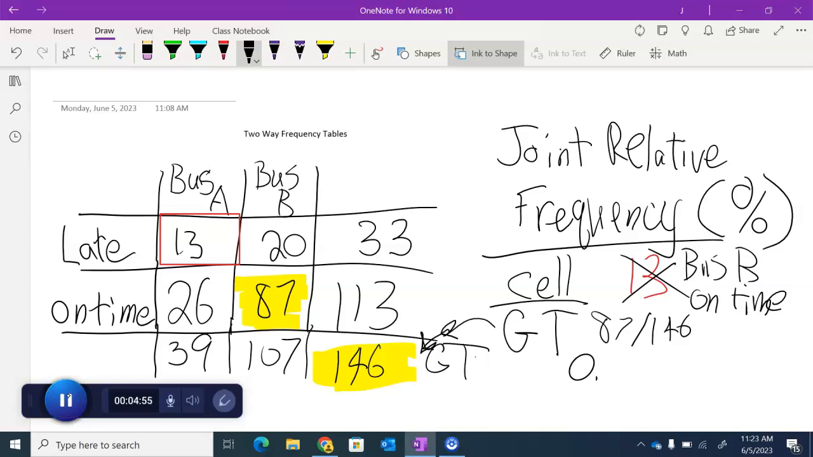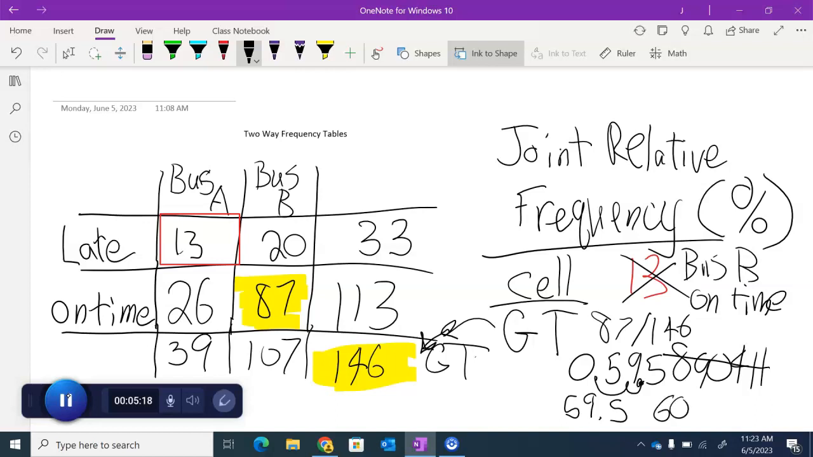And what does that equal? That equals 0.5958904111. We don't care about the rest because we just want the percent. So move 2 places over, 59.5 or 60%. We rounded up the 5 to the 9. That put us into the 60. So 60%. Bus B was on time 60% of the time.